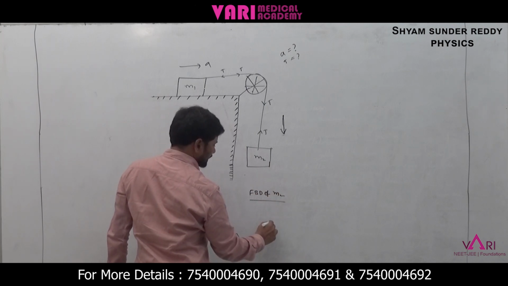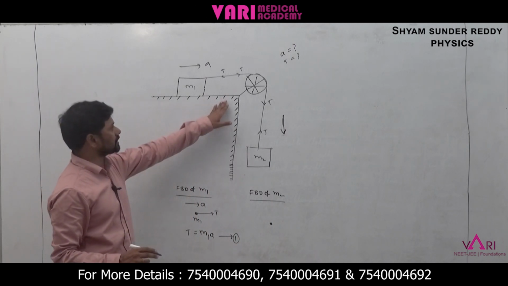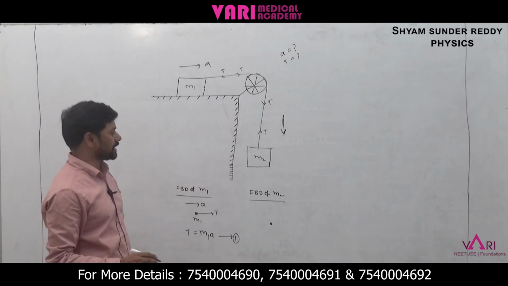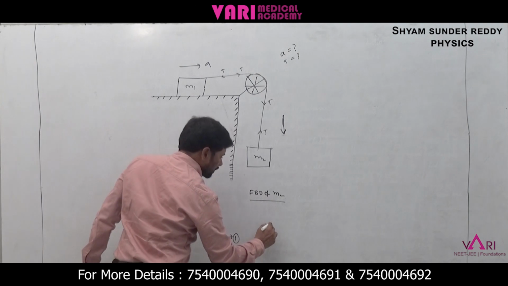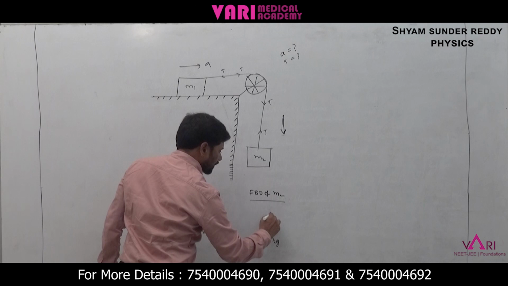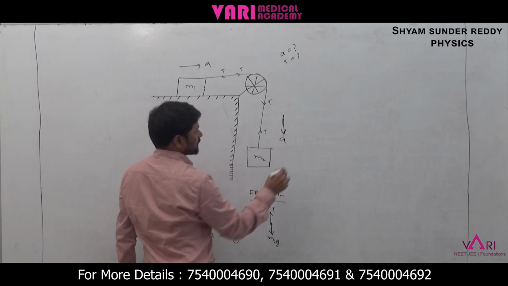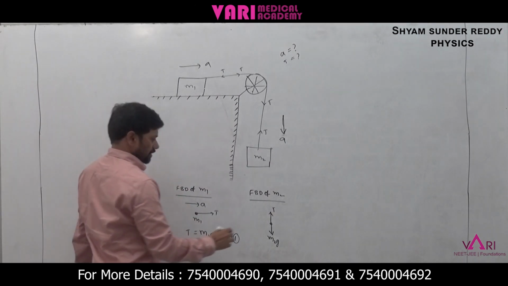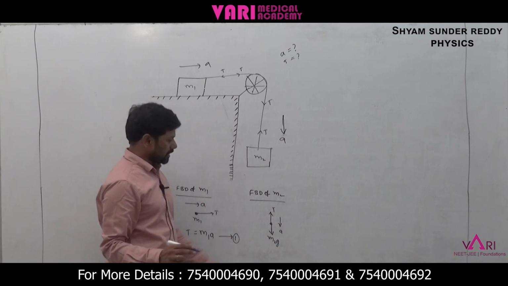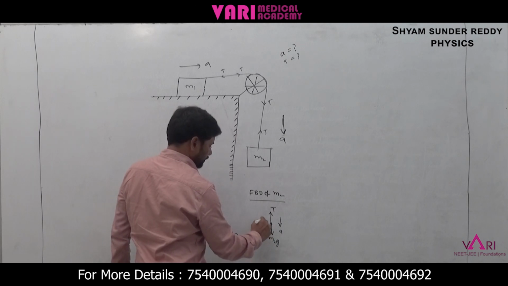Here it is oscillating, hanging from the pulley. It is the horizontal direction for M1, but it is the vertical direction for M2, it is hanging. So in the downward direction we need to take M2G. Upward direction tension T, and acceleration is in the downward direction. Acceleration is in the downward direction means M2G is more, G is positive. And this is M2.